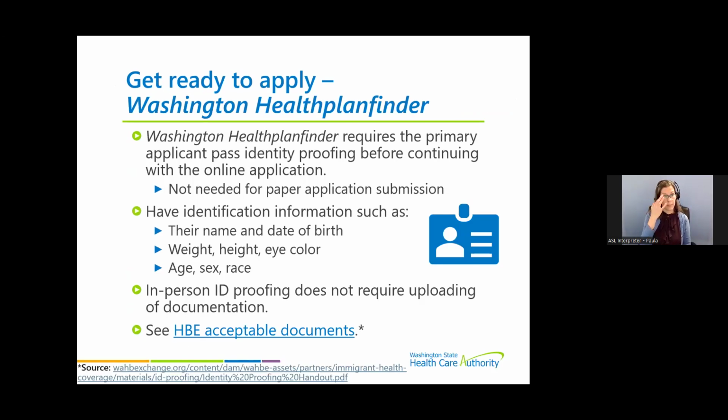Okay. Washington Health Plan Finder requires the primary applicant pass identity proofing before continuing with the online application. And that is not needed for a paper application submission. They must have identification information such as their name, date of birth, their weight, height, eye color, age, sex, and race. In-person ID proofing does not require uploading any type of documentation into Health Plan Finder. And please see the link below for the acceptable documents.